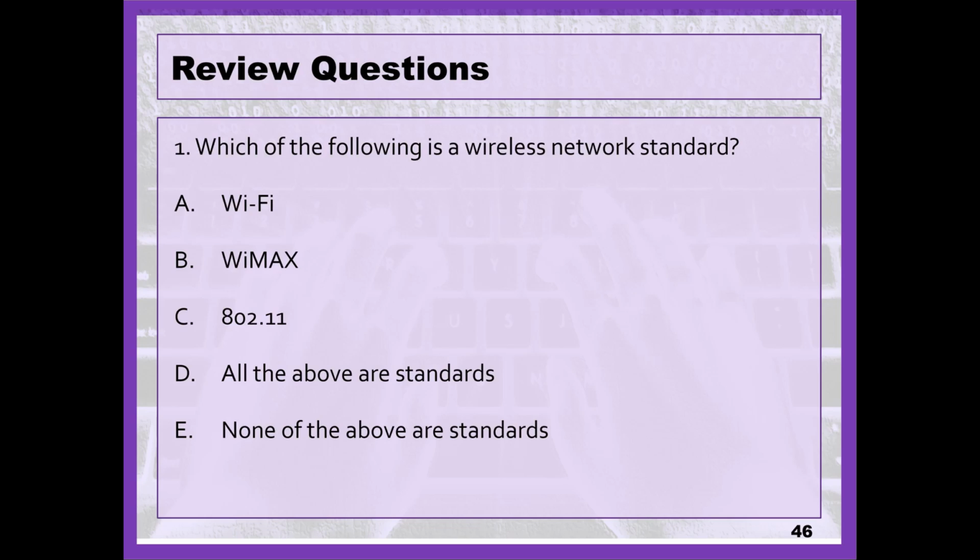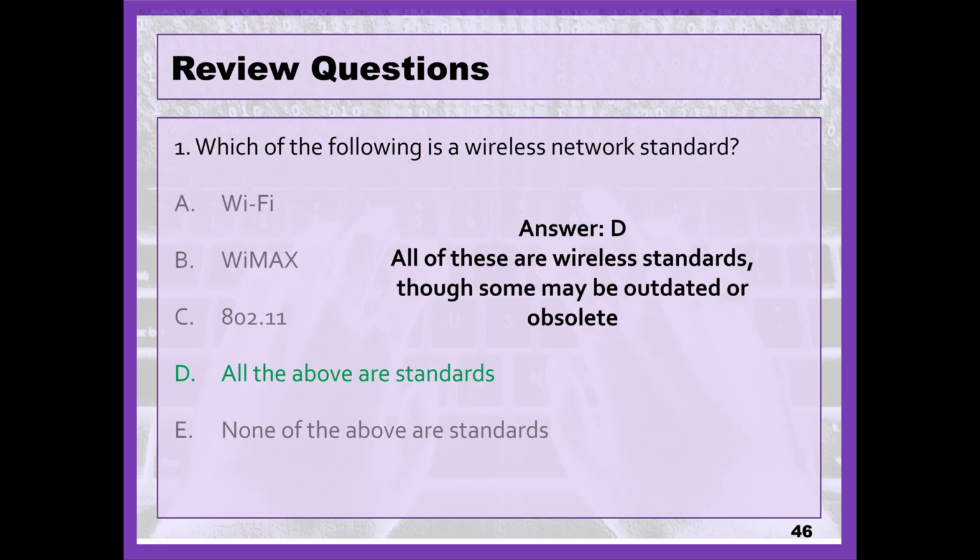Review questions. Number 1. Which of the following is a wireless network standard? Answer D. All of these are wireless standards, though some may be outdated or obsolete.